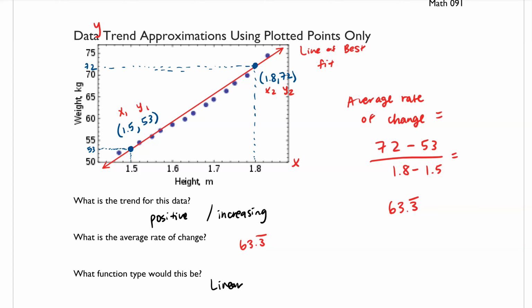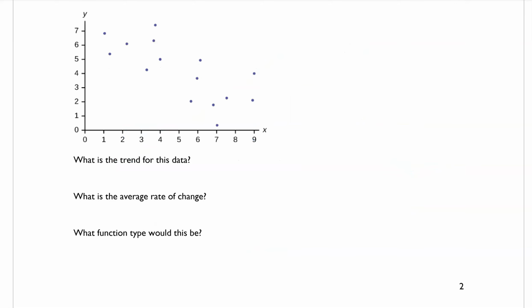And what is the unit on that? Well, the y-coordinates represent kilograms and the x-coordinates represent meters. So 63.3 kilograms per meter. So all that's saying is that as the height grows by 1 meter, then on average the weight gained is 63.3 kilograms. The first question for this next scatter plot says, what is the trend for this data?